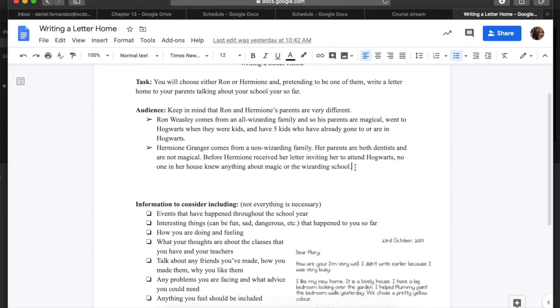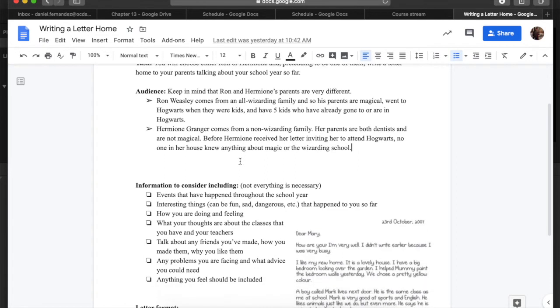Hermione Granger's parents, though, they would need more explanation. Think about your own parents and if they've never gone to Gloucester High School. What would they know if you start talking about the H-Wing or the Tower? Do they have any idea what you're talking about? Probably not, and that's going to be more similar to Hermione's parents. So just bear that in mind. Depending on who you're writing as, if you're writing as Ron or if you're writing as Hermione, the things you talk about will probably be different.